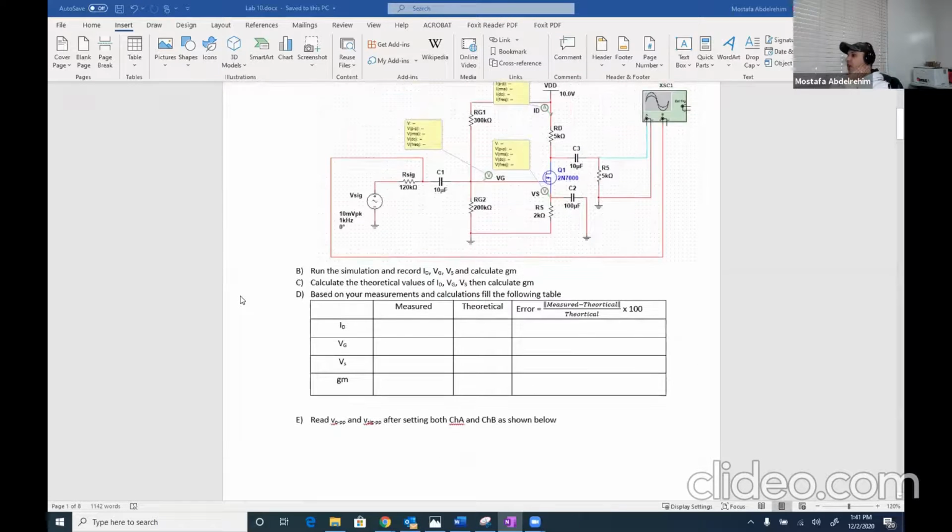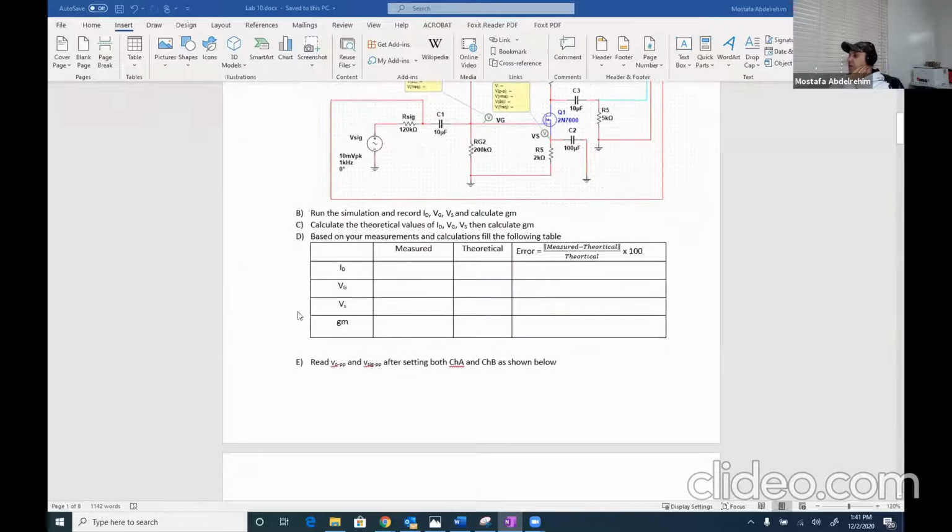After running the circuit, or running the simulation, we're gonna put here the measurement for ID, VG, VS. Of course, if you know VG and VS, you know VGS because it's a subtraction of them, and GM. And here you put the theoretical value. As you will see, the error will be very small.